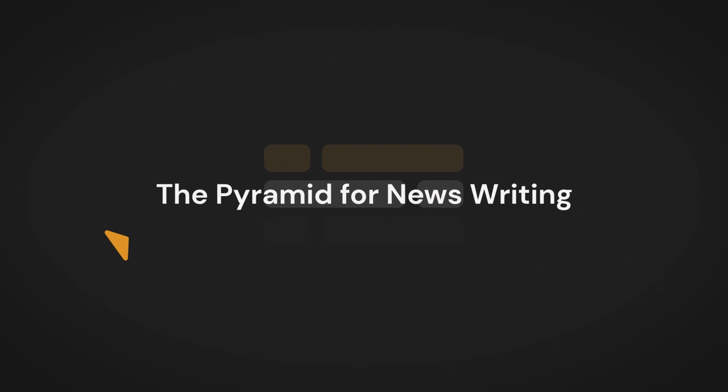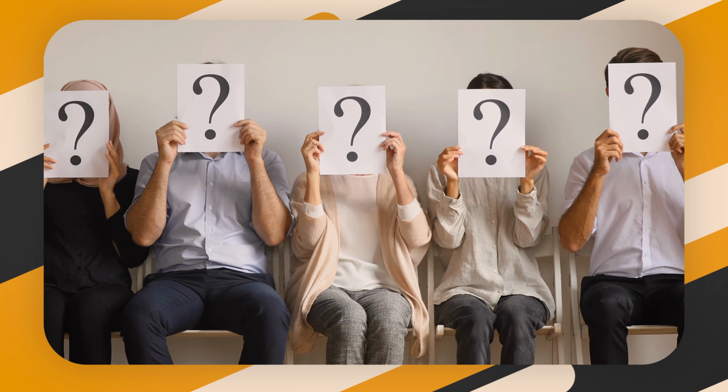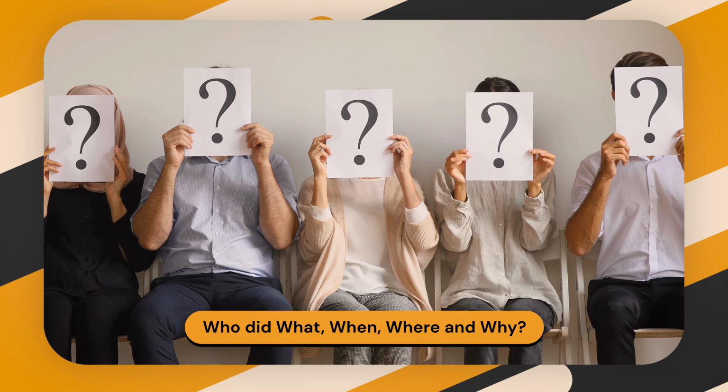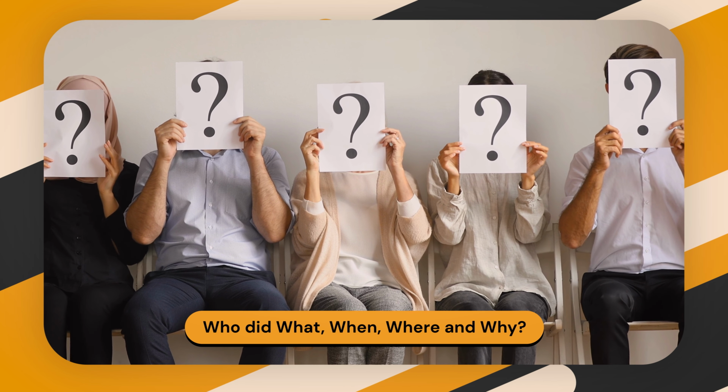Before you choose the form, you have to decide what kind of text you are writing. Is it news? If so, you should use this triangle shape. At the top, you answer 5 questions, the 5 W's. Who, did what, when, where and why.